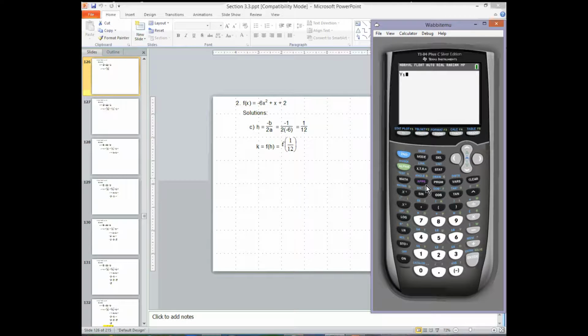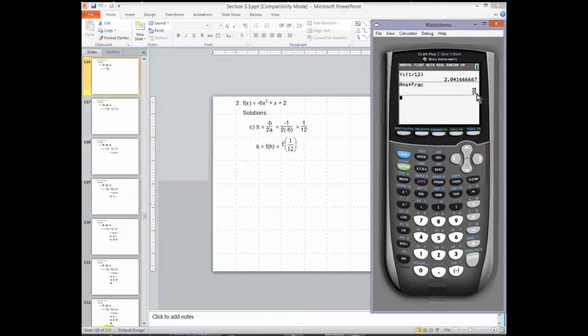Now, just like with function notation in math, we put it in parentheses. Do it here. Open parenthesis, 1 divided by 12, close parenthesis. And then just press enter. There's f of 1/12, this god-awful looking thing. Remember, I usually don't like mixed numbers or decimals, so to make this go to a fraction, hit math, and choice number 1. Enter and enter. So f of 1/12 is going to be 49 over 24.